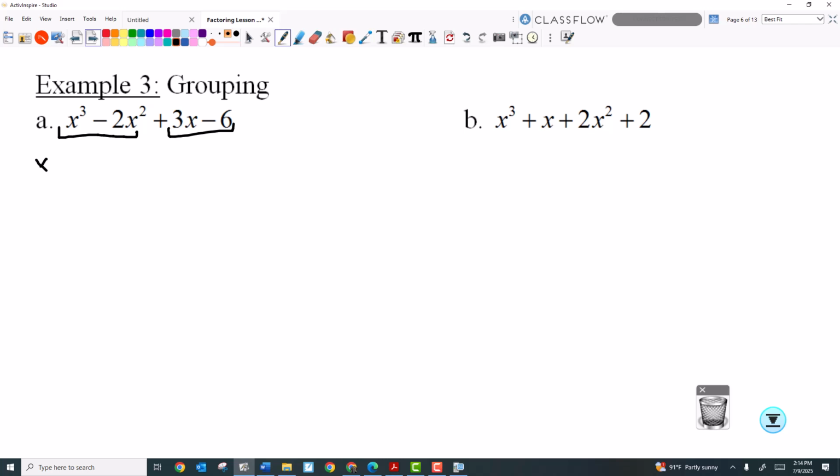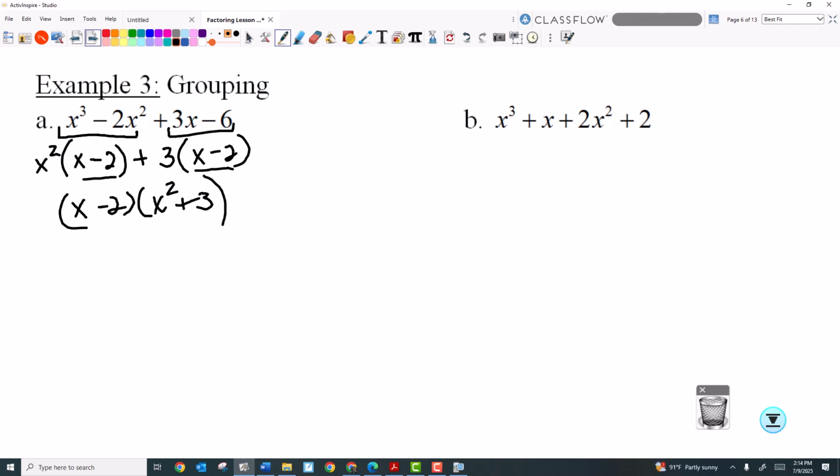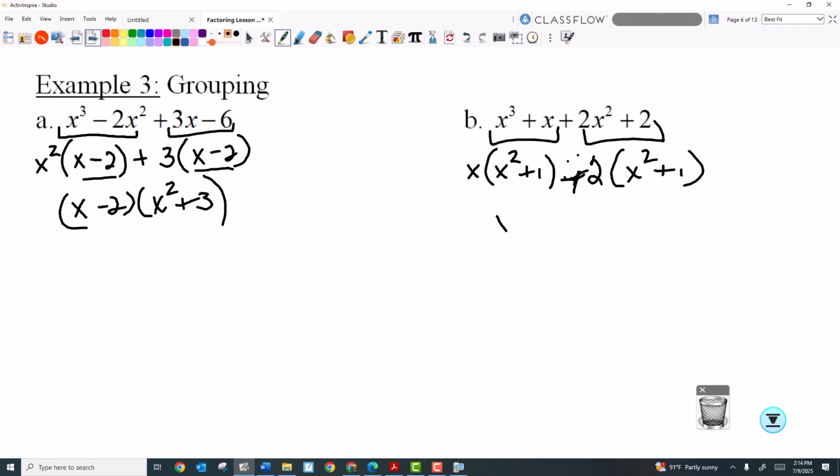So I can take out an x squared, that'd be x minus 2, and then plus I can take out a 3, x minus 2, so x minus 2 and x squared plus 3. Group, I can take out an x, be x squared plus 1, and then I can take out a 2, ooh, got a dead spot in my screen, looks like, sorry, just plus 2, and I can be x squared plus 1, so x squared plus 1 and x plus 2.